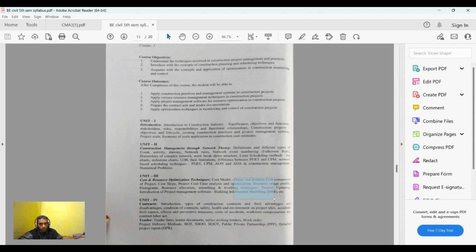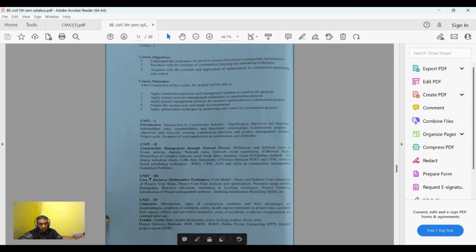So here we have just discussed most of these topics, and you can then try to get information on building information modeling, project updating, and introduction of project management software. Resource usage profile histograms is also something that we need to know. But you should be getting some important notes on histograms because that's related to statistics or mathematics graphs generally. Resource usage profile should also be known to us, so you can just find out more on those missing topics.